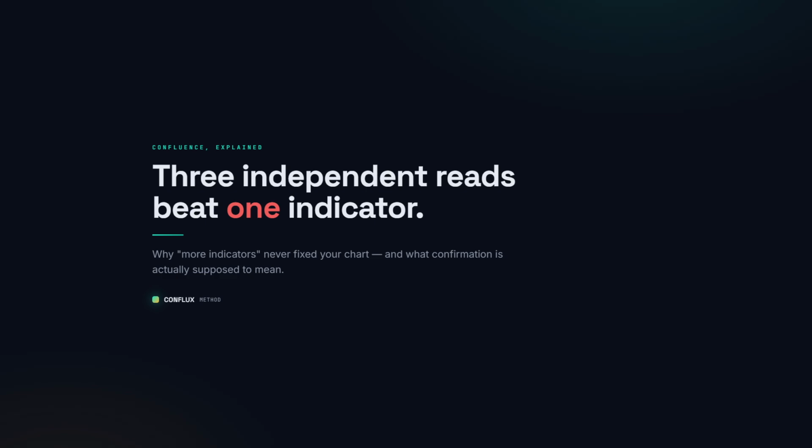You added an indicator. It didn't work, so you added another one, then a third. Now your chart looks like a control panel, and you're still getting stopped out right before the move. Here's the uncomfortable part. The problem was never which indicator you picked. The problem is that you're asking one tool to do a job that takes three.